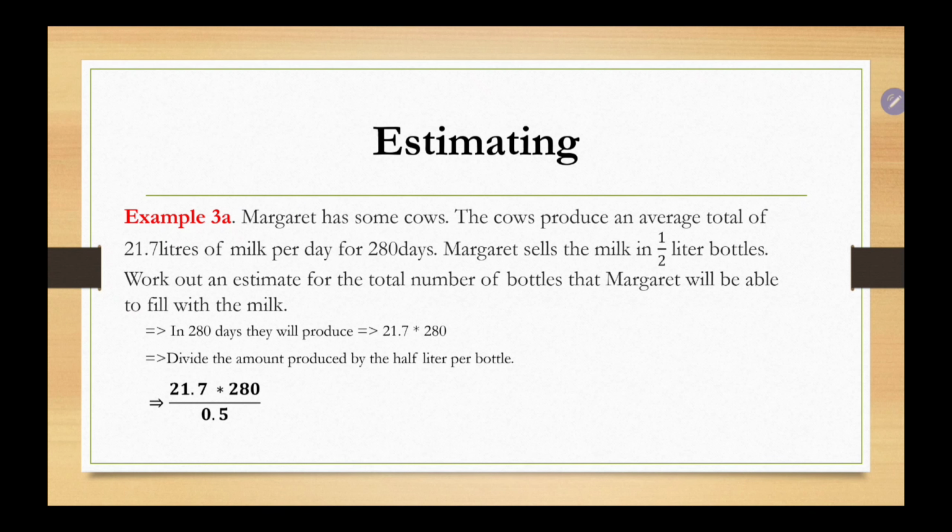Since we're trying to get an estimate over here, each of these values would be rounded. So 21.7 would just be 20. 280 would be rounded up to 300, and 0.5 remains 0.5. Okay, that's much easier to work with. So we're going to have 6,000 divided by 0.5. Again, when you're dividing by 0.5, it's the same as multiplying by 2. So this will give our answer, which is 12,000 bottles.